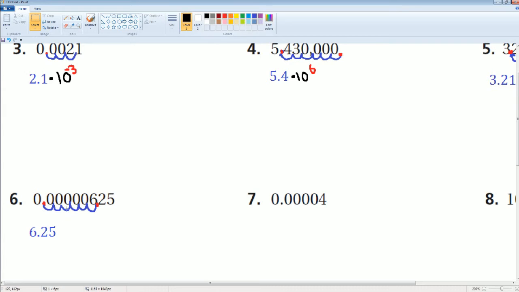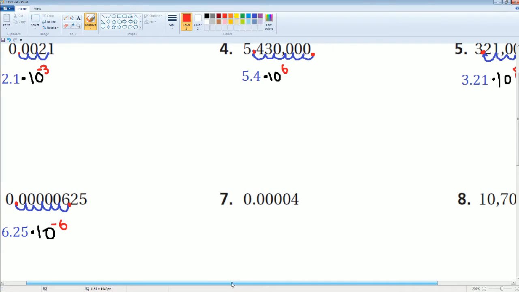Okay? Multiply this by 10. What's the exponent? 1, 2, 3, 4, 5, 6. 6 times. Positive 6? No, it's negative 6. Good? I'm going to the right. It's also a small number.